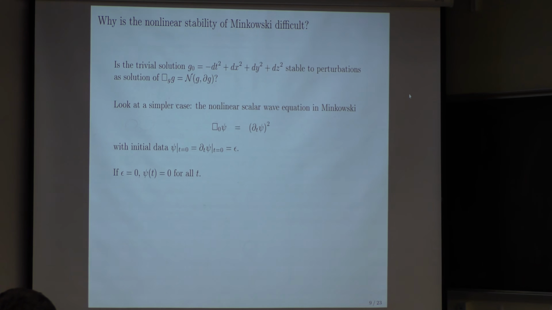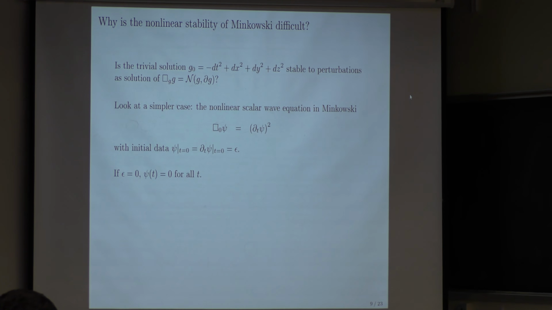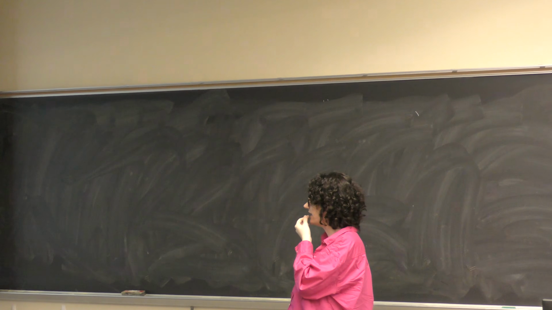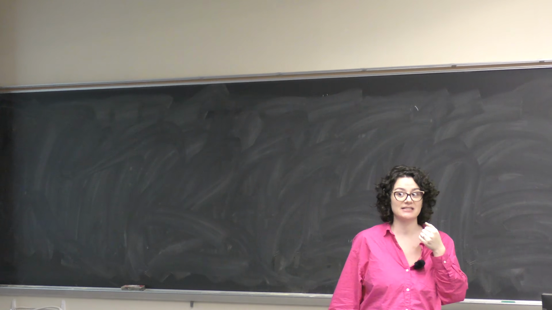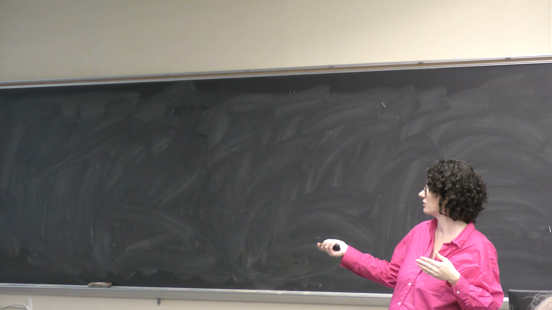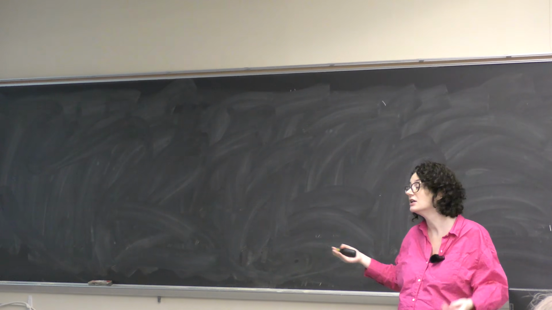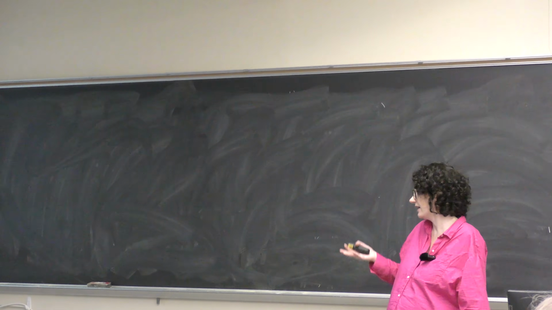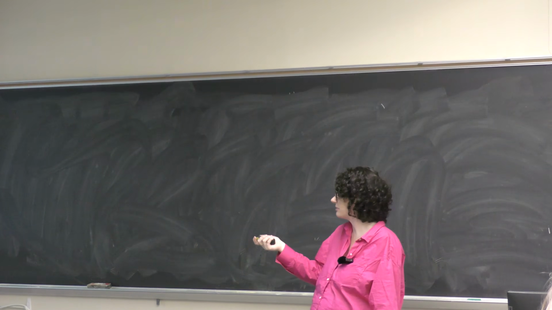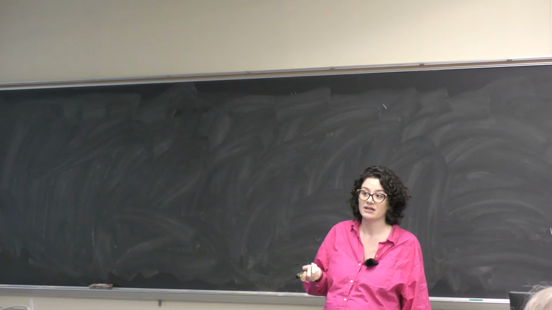if epsilon is equal to 0, by uniqueness, the solution is 0 for all time. But if epsilon is greater than 0, this is something that John showed in the 80s, this solution will blow up in finite time. So this means that the trivial solution for this equation, which is much simpler than the Einstein equation, is not stable. So one could say that maybe perturbations of the trivial solution of the Einstein equation will also blow up, so the nonlinear stability of Minkowski is false.